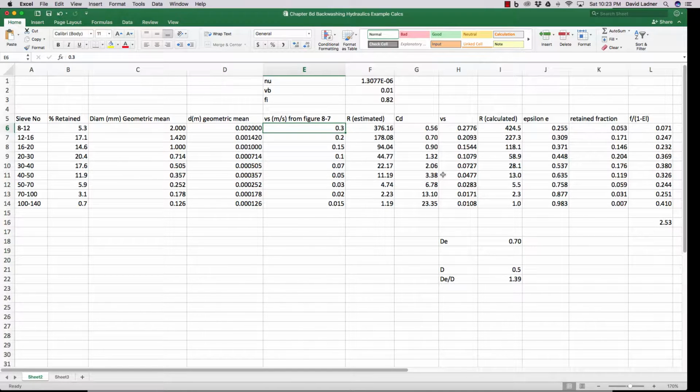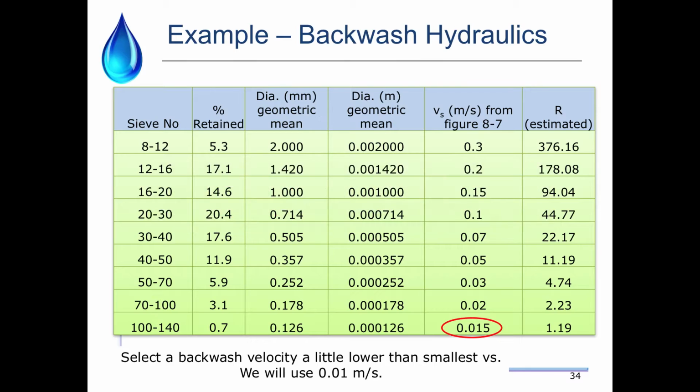First tricky part of this problem is VS. We're going to look at figure 8.7 to get VS. And what I need to explain is that VS actually depends on this drag coefficient. And the drag coefficient depends on the Reynolds number. And the Reynolds number depends on the settling velocity, VS. So that's the reason that we can't just calculate VS directly. We need to estimate VS. And so we have figure 8.7 that allows us to do that.